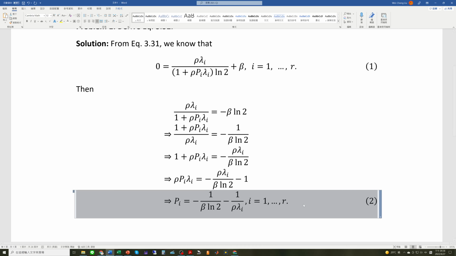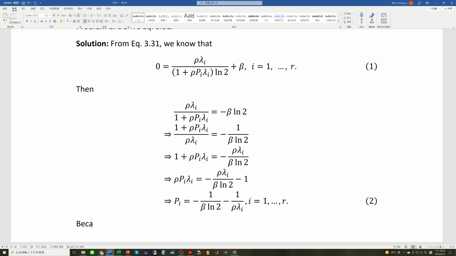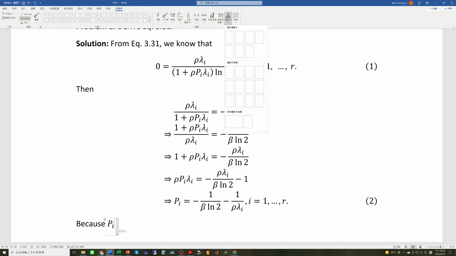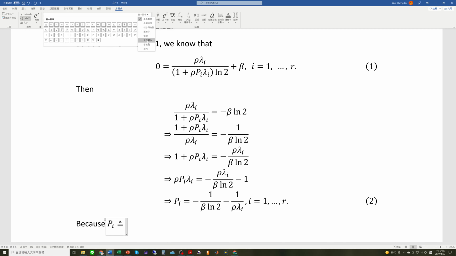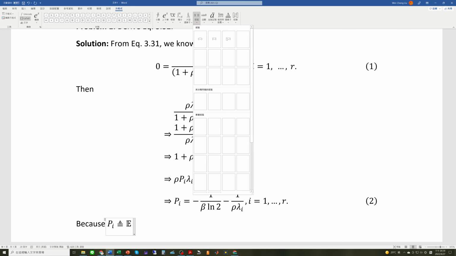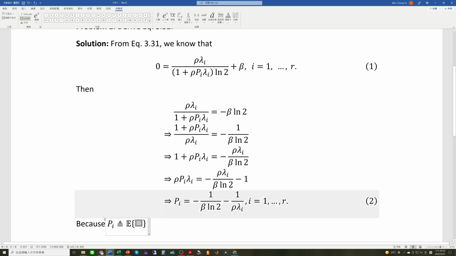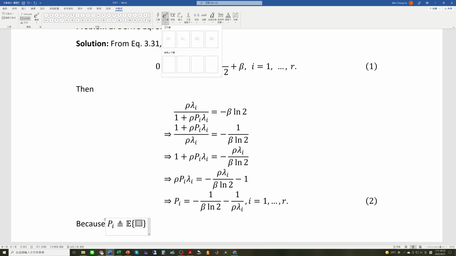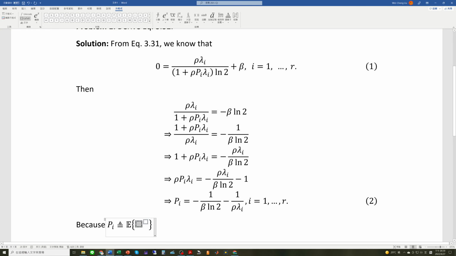Next, let us continue. Because Pi is defined here as the expectation of a pair of curly brackets, then this one, and the absolute value, like this.